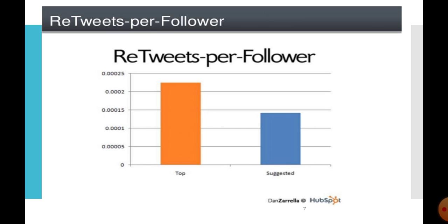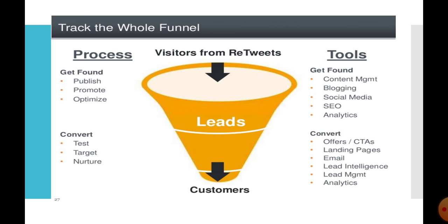This is a classic example of retweets per follower. We can see that the top scores are between 0.0002 and 0.00025, and the suggested is much less than the top, which means that the top tweets are much more retweeted than the suggested ones.